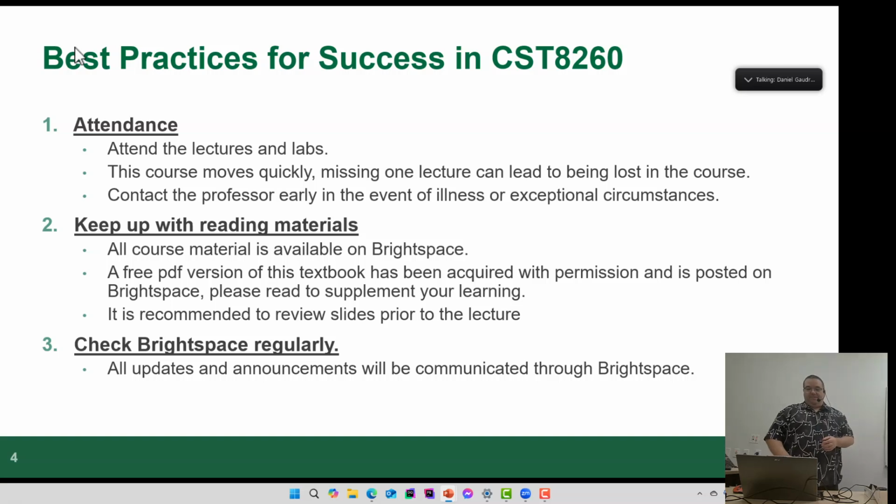Okay, so best practices for success in this course. Surprise, attend the lectures and the labs, in this case, the lab. You guys are the smallest group I've had in 16 years. So one lecture, one lab section for the whole group, which is a little different. It's been a while since that's happened to me. This course does move rather quickly. You can miss a lecture and start getting lost. Contact the prof early in case you get sick or exceptional circumstances happen.